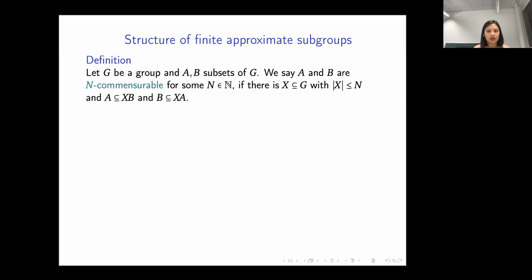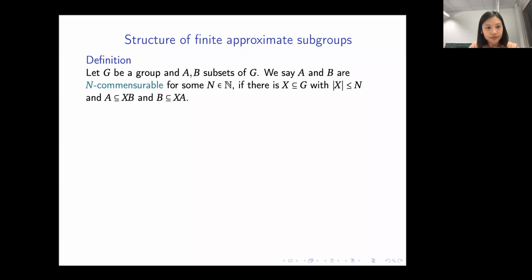And for general groups, it's related to subsets of small tripling. The structure of finite approximate subgroups is well understood by two profound theorems. One is Freiman's theorem for the abelian case, and the other is the Breuillard-Green-Tao theorem, the structural theorem for finite approximate subgroups. So let me state it here.